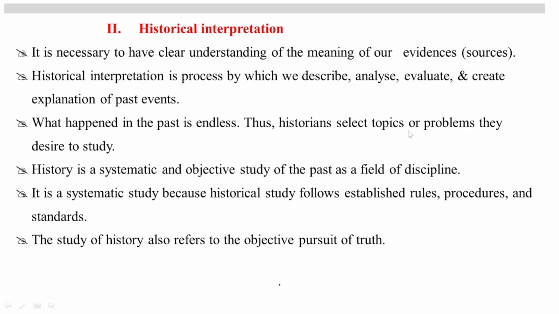Then historians select topic or problems they desire to study. Kanaaf historians yeroo hundaa waan qo'atan sana immoo adda baasanii beekuutu irra jiraata. So history is a systematic and objective study of the past as a field of discipline. It's also systematic study because historical study follows established rules, procedure, and standards. This is known as what? Historical method. Kanaaf history a systematic study, objective study of the past.